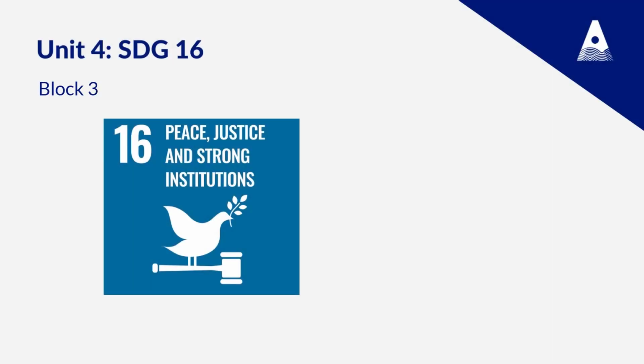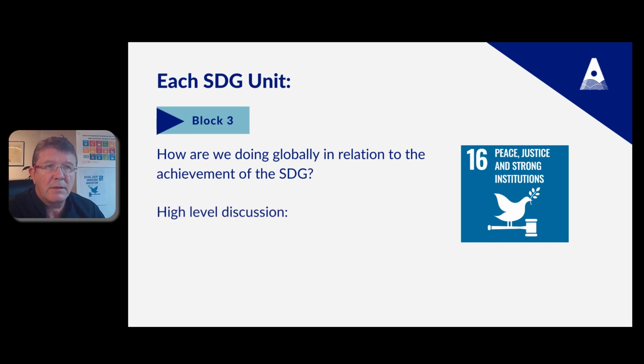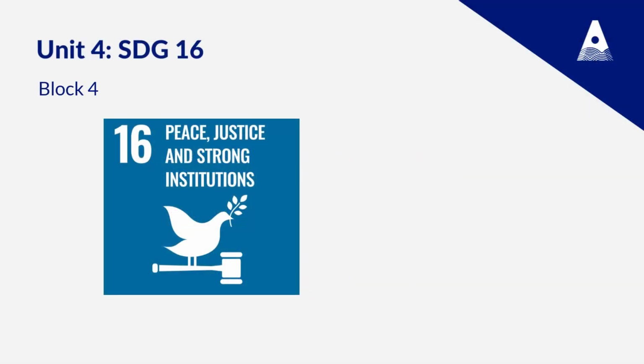In Block 3, Global Efforts and Progress, we will be looking at the global and international picture, and we will look at a few examples of how we are doing globally in relation to the achievement of the SDG. In this block, we're very fortunate to have a very interesting high-level discussion on SDG 16, where we get some insights on issues such as the rule of law, the role of business, the challenges of providing good governance, and also monitoring corruption.